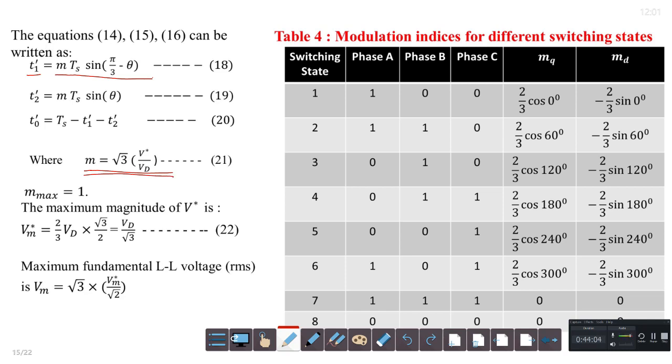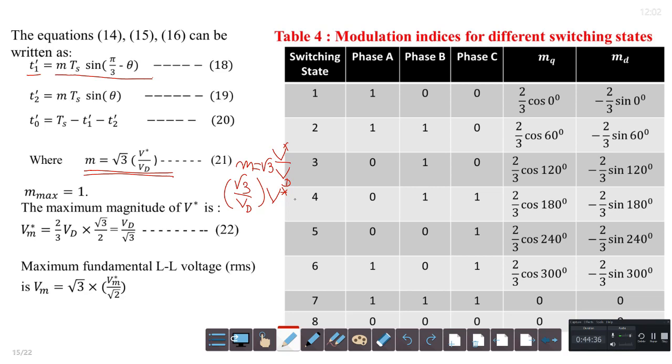M is the modulation index, that is root 3 times reference voltage V star divided by VD. This is the modulation index. This comes from equation number 14, you can see. We have the expression root 3 by VD multiplied with V star in equations 14 and 15, and we replace it by the modulation index M.